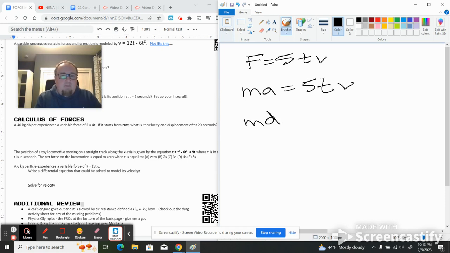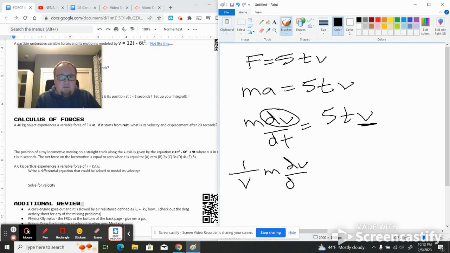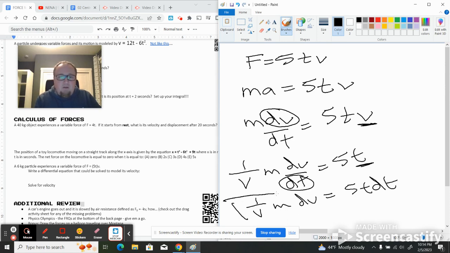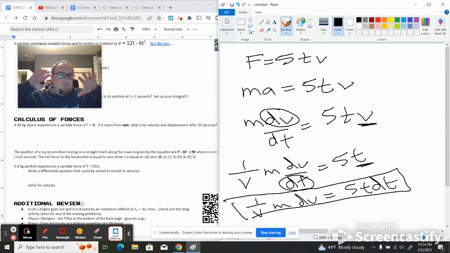Now, acceleration is dv dt. I have v's on top over here, and I need to get that v over. So I'm going to do 1 over v m dv dt equals 5t. The next thing I'm going to do is, I have t's on the right side, so I want to get that dt up on top over there. So I got 1 over v m dv equals 5t dt. This is called a differential. What you've done is you've separated your terms. That is something you could solve.